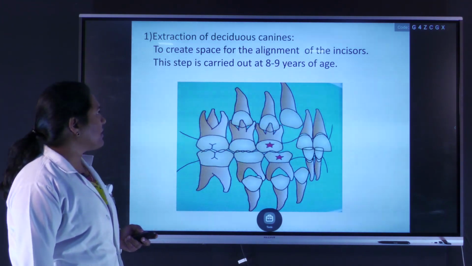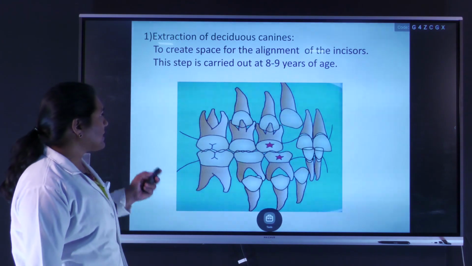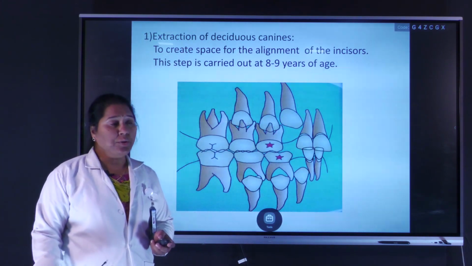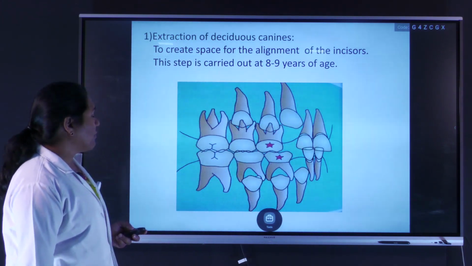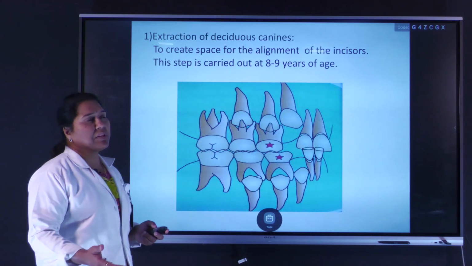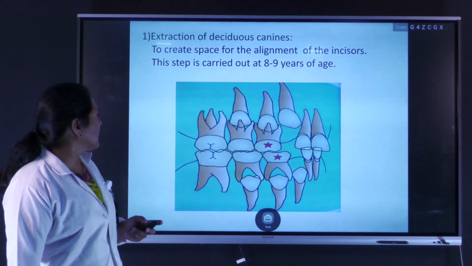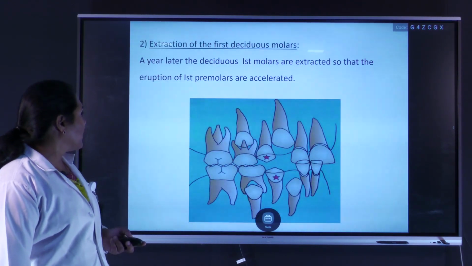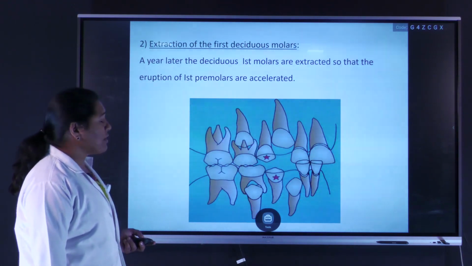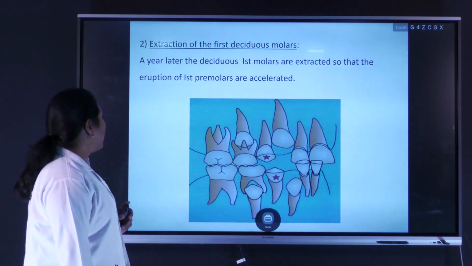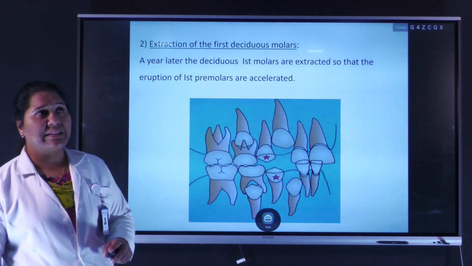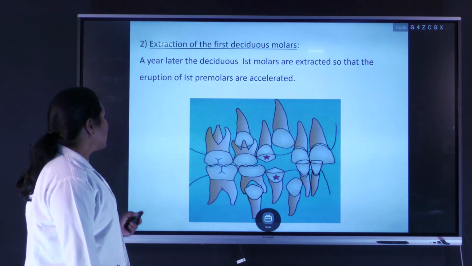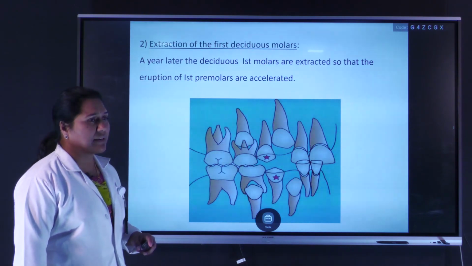So, to create a space for the alignment of the incisors, the first step is carried out at 8 to 9 years of age. The main intention of doing this serial extraction is the alignment of the incisors. So first, we are going to remove the deciduous canines. Then after that, we extract the first deciduous molars. A year after the canine extraction, the deciduous first molars are extracted so that the eruption of the first premolars is accelerated. Okay.